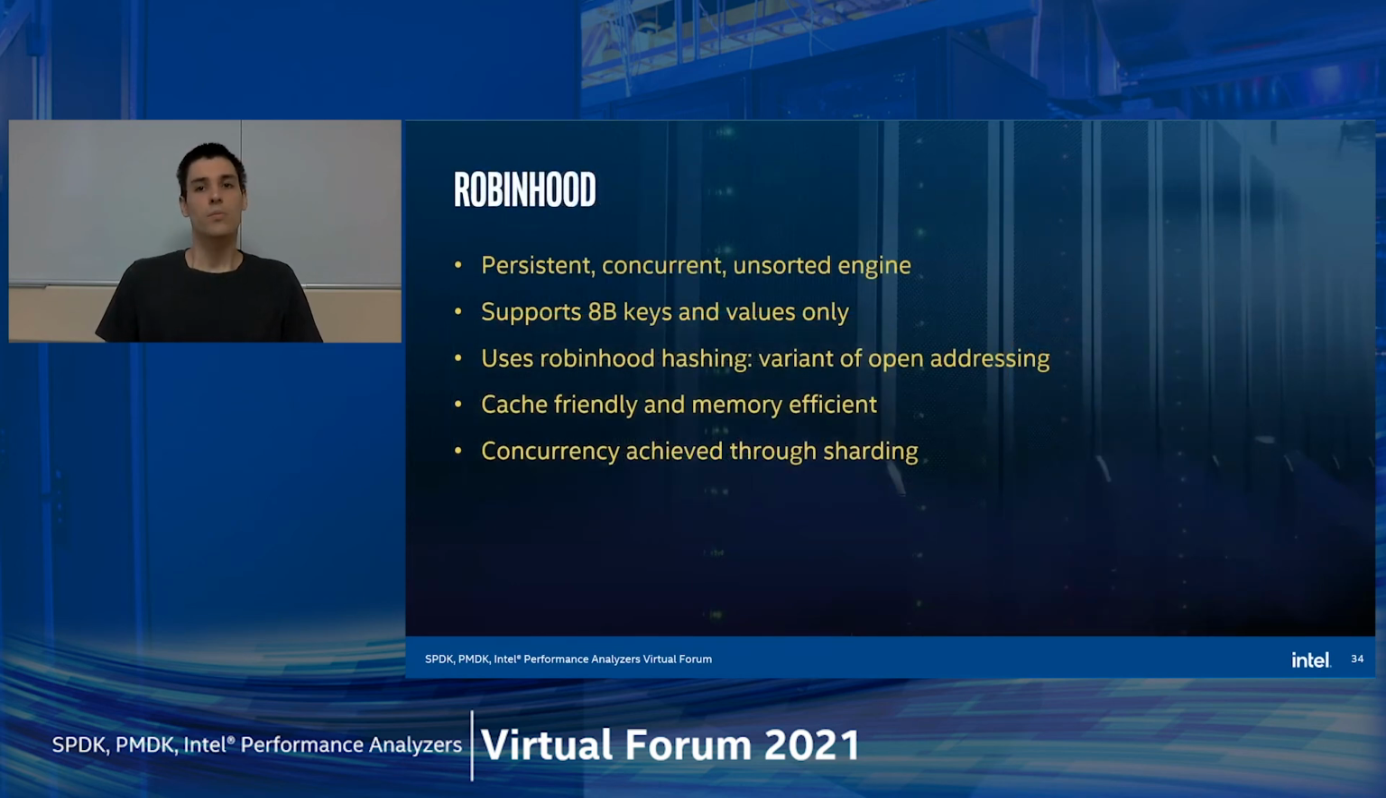I will end this part with a brief description of Robinhood engine, which we have recently added. It is a persistent, concurrent, and unsorted engine. Currently, it supports only 8-byte keys and values, but offers much better performance than other engines. It uses Robinhood hashing, which is a variant of open addressing, and it's very cache-friendly. This engine uses sharding to achieve concurrency. So there are basically multiple shards protected by read-write locks in DRAM, and each shard is just a single-threaded hashmap implementation which resides on PMEM.